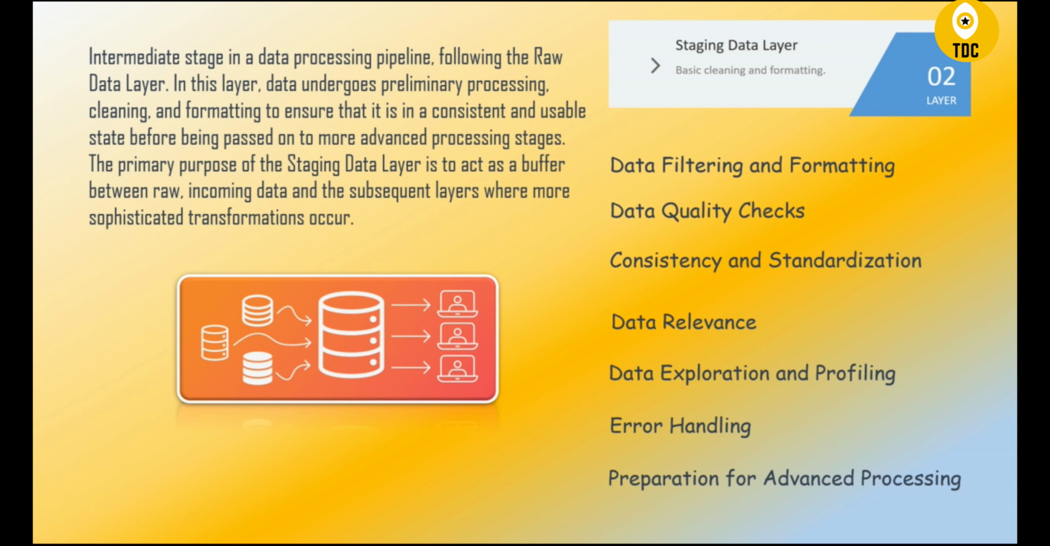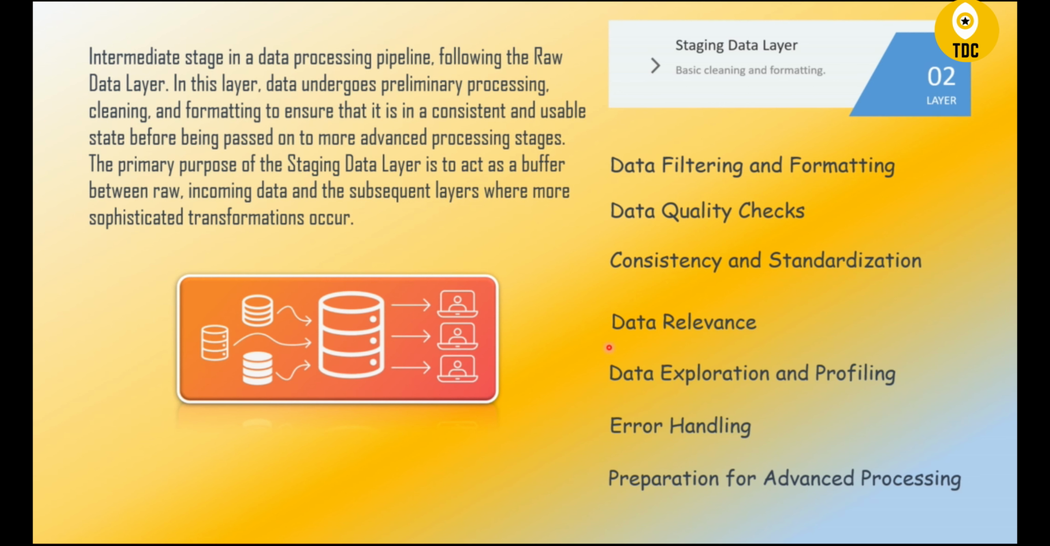Mainly when you talk about consistency and standardization, it is making the data suitable for the further layers and standardizing it to that level. Data relevance is nothing but, as we were saying, keeping only the data which is needed, by applying a row level filter or column level filtering.